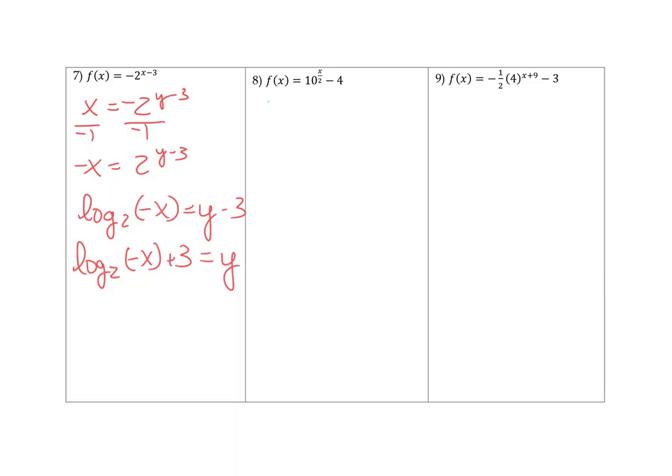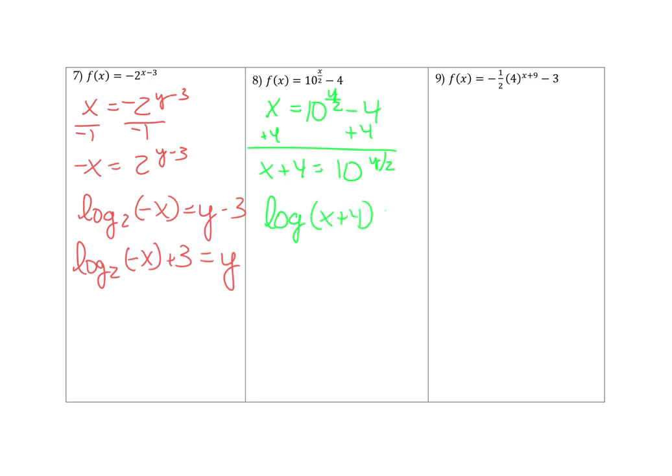Okay, here's another exponent. Where y is, I put an x, and where x is, I put a y. I've got to isolate that base and exponent, so I'm going to add that 4 to both sides. x plus 4 equals 10 to the y over 2. I'm going to go to logarithmic form, so log base 10, I don't have to write it, it's understood, of x plus 4 equals y over 2. Now I'm going to multiply both sides by 2, and I just put that in the front, and there's my inverse.